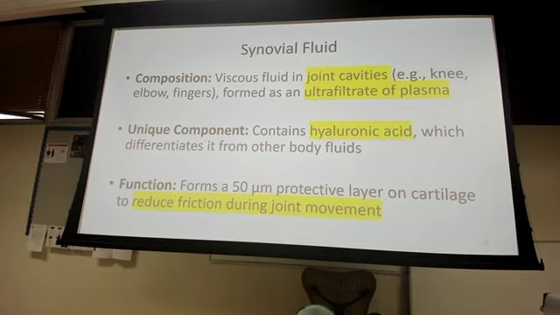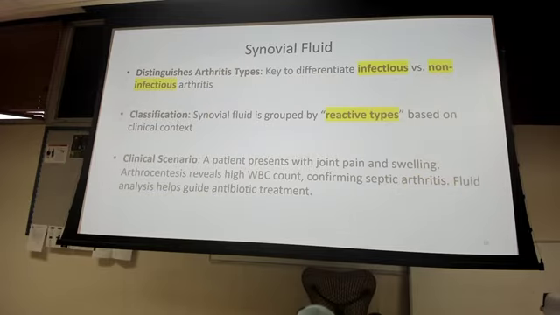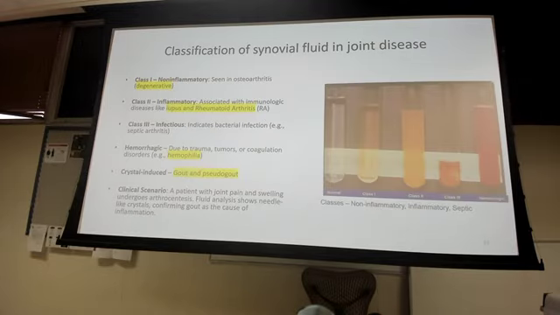All right, so synovial fluid. Synovial fluid is from your joints, so knees, elbows, fingers. Okay, it contains that hyaluronic acid and is used to reduce friction during joint movement. So these are some of the functions. I think y'all learned all of this in A&P, so I will not go over it again for you all. What you all need to know is how we distinguish the different arthritis types. So we differentiate an infectious versus a non-infectious arthritis. And then we classify synovial fluid into groups by reactive types based on the clinical context.